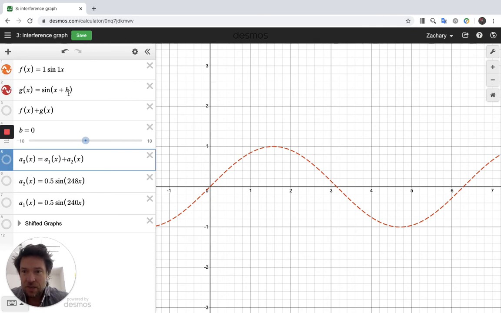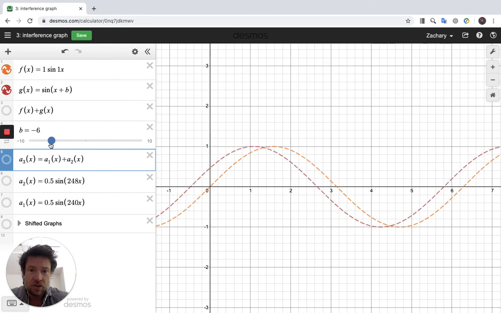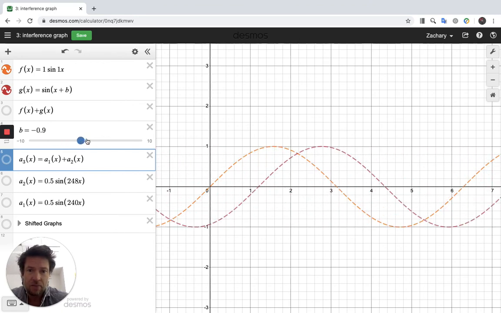And the value of b right now is 0, so I'm not offsetting g of x at all at the moment. But as I change b, what you'll see here is a shift in the phase, or a horizontal translation of the sine curve. This is one of the translations that we explored earlier, so hopefully you're comfortable with how that behavior looks and why it's moving that way.